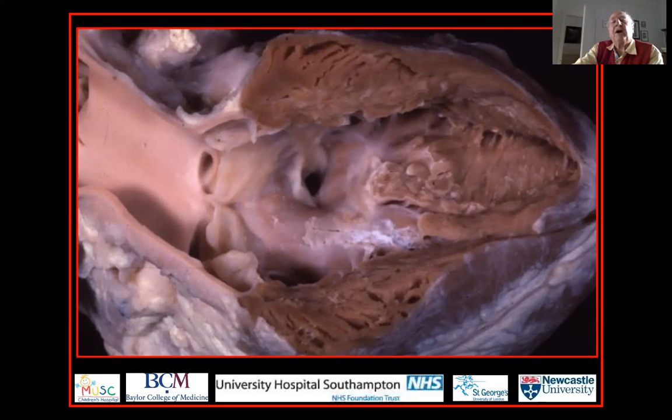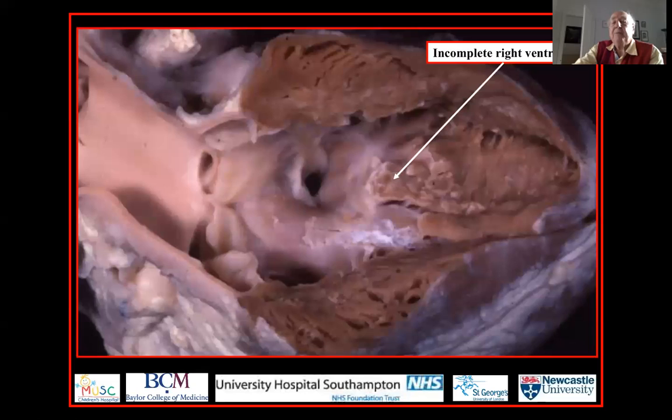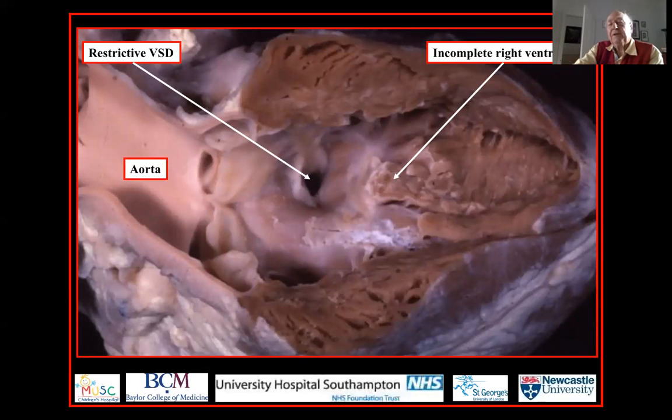I've positioned the heart this time as the surgeon might see it in the operating room, because there may be a case to enlarge this restrictive ventricular septal defect. So there you see it. The blood is coming from the dominant left ventricle into the incomplete right ventricle and into the aorta. And so producing obstruction within the aortic pathway is the restrictive ventricular septal defect.